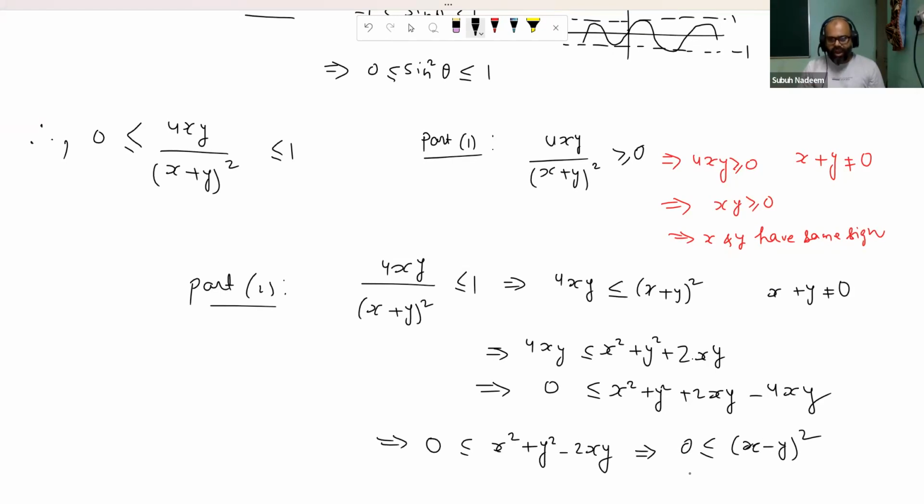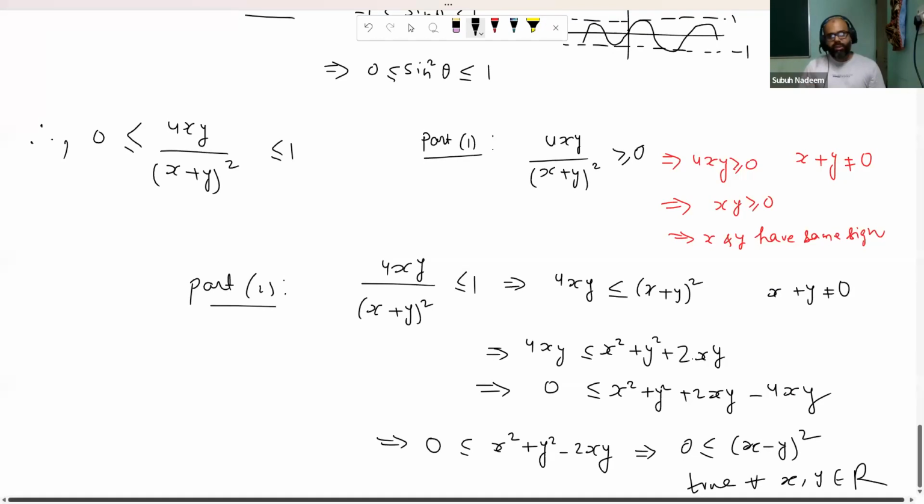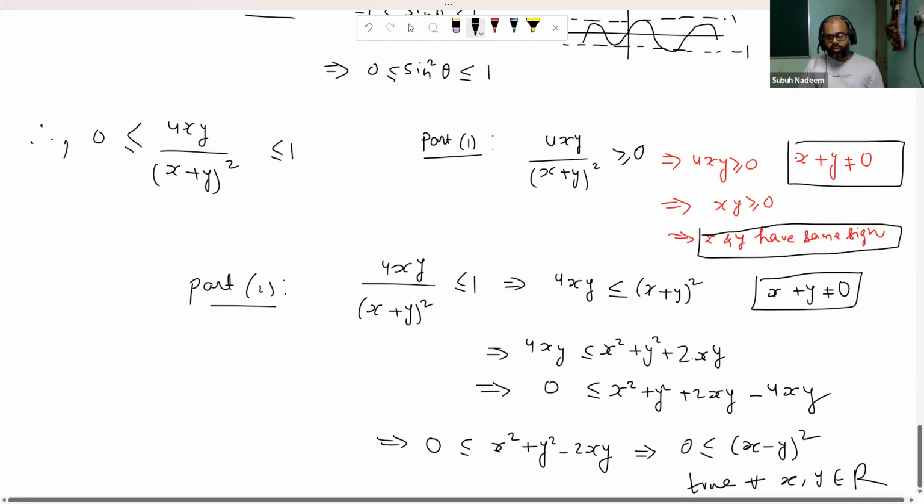So this is in fact true for all x, y belonging to real numbers, because if you are taking the square of something, then it is always greater than or equal to 0. It cannot be negative. So from here, we get a condition, only one condition, that x plus y is not equal to 0. There we got a condition that x and y have the same sign and x plus y is not equal to 0. So keeping these in mind, we will see our options.